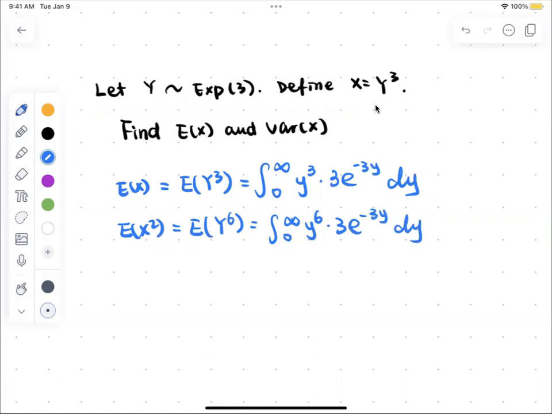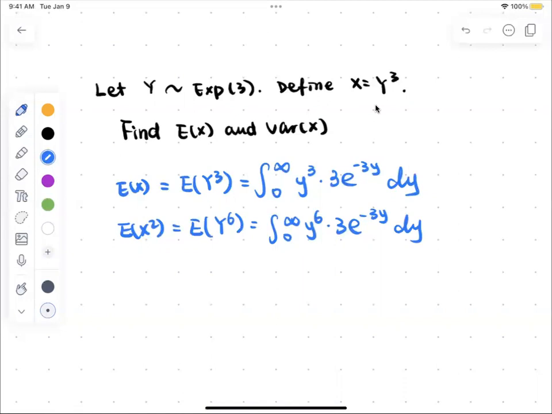So the question is, is it possible to evaluate these integrals? Yes, it is. We can evaluate these integrals by doing integration by parts. However, I would not recommend it. To evaluate the first one, we have to use integration by parts 3 times. To evaluate the second one, we have to do integration by parts 6 times. So there must be an easier way.